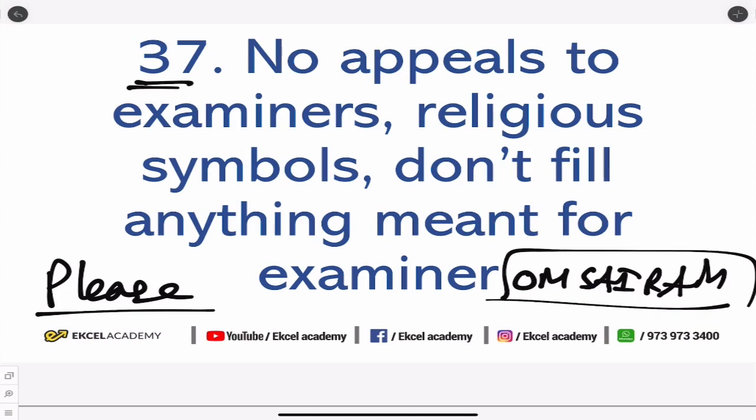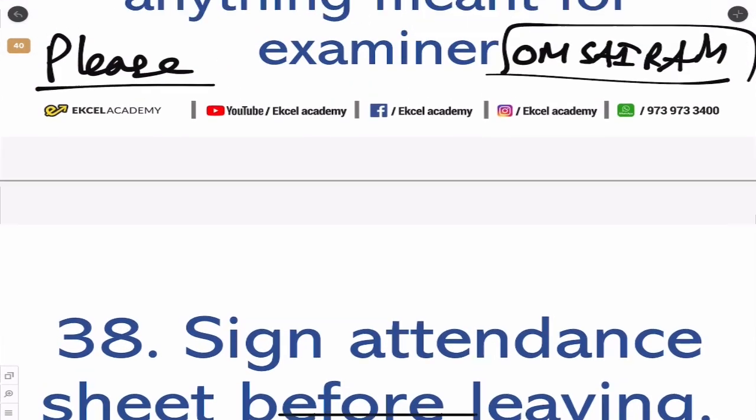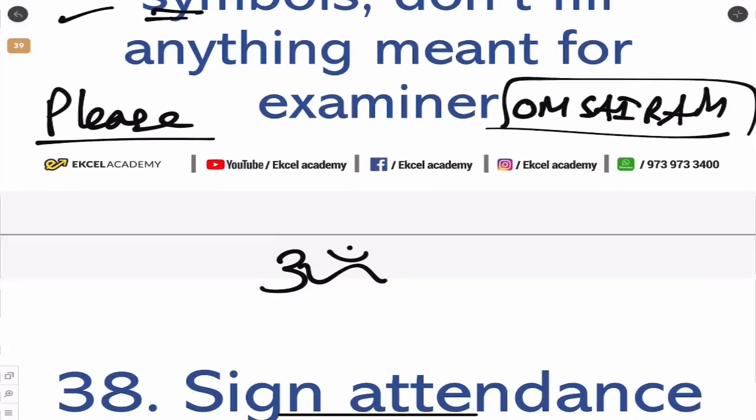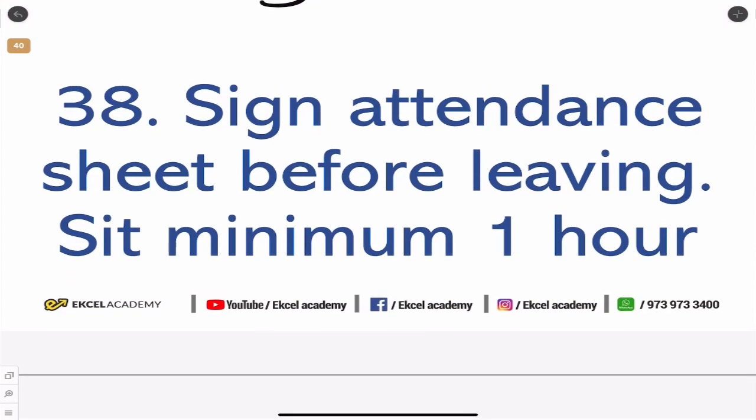All these things like religious symbols or anything you should not write, because the examiner should not be influenced by that. So you should be very, very careful. Don't write all that. Some people will write Om whenever they want to start any answer. All these things are not allowed, and ICSI is very strict on these things. You may have all that belief, but you can't do it in the exam.